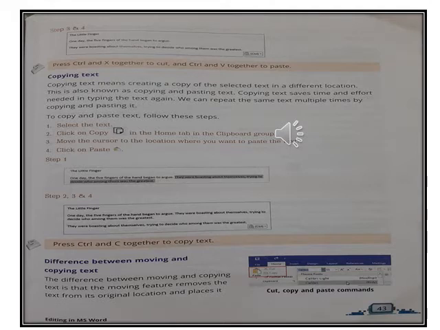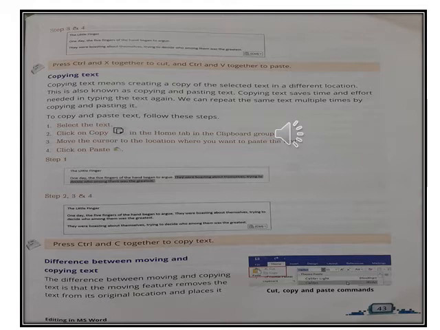Now copying text. So we can also press Ctrl and X together to cut and Ctrl and V together to paste. So these are the shortcut keys. Now copying text means creating a copy of the selected text in a different location. This is also known as copying and pasting text. Copying text saves time and effort needed in typing the text again. We can repeat the same text multiple times by copying and pasting it. To copy and paste text, follow these steps.